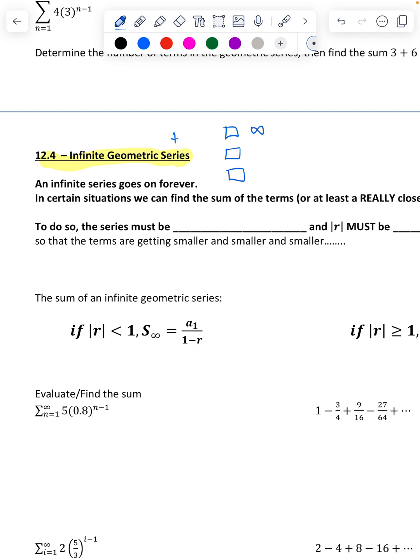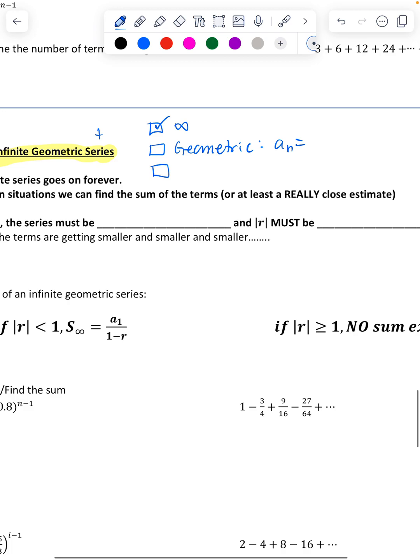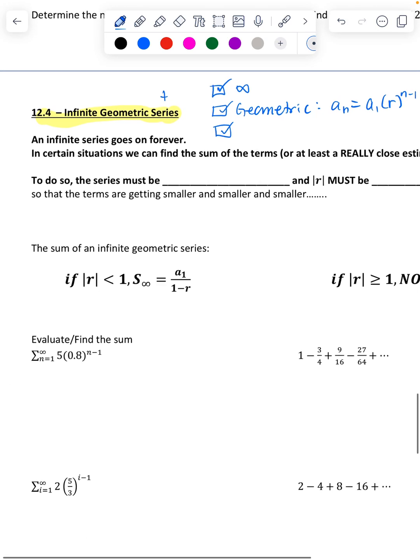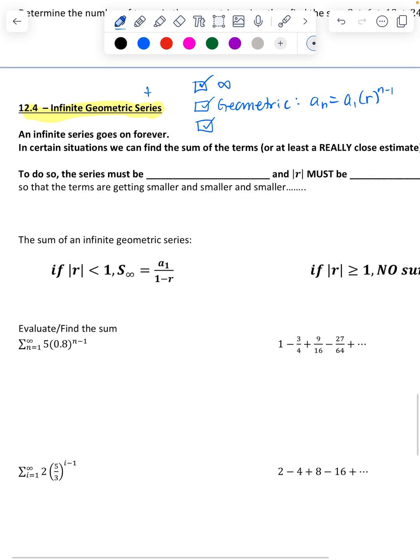One, it has to go to infinity. That's why it's called infinite. Two, it needs to be geometric in nature. Keep in mind that means it'll have a formula similar to this, where you might have a first term out in front of your ratio to a power. And the power will have your variable n or k or whatever they're using in it. And then lastly, we're going to get a third condition that we'll talk about in a minute.